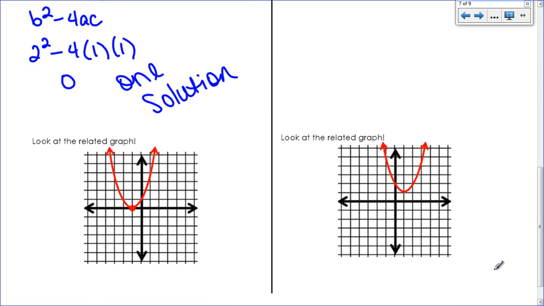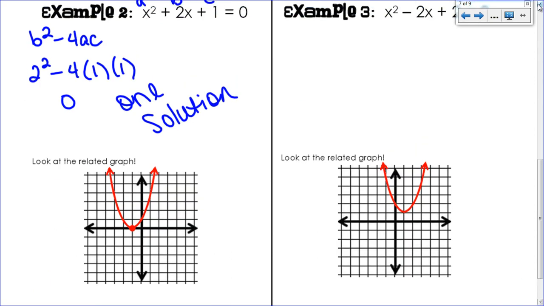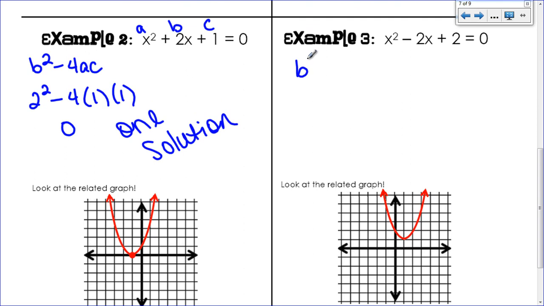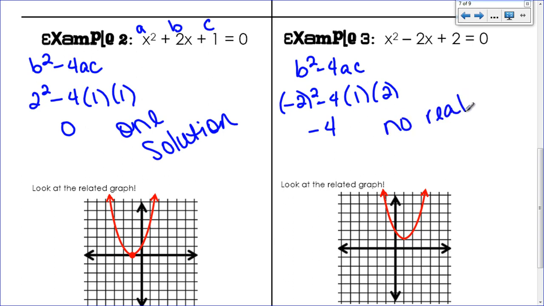So let's talk about what happens when there's no solution. Go back to your discriminant. In this case, b is negative 2, so I have negative 2 squared minus 4 times 1 times 2. When I multiply that out, I get negative 4, and because this is a negative number, remember the discriminant is under a square root sign. So when you do this in the quadratic formula as a whole, you end up taking the square root of a negative, which we don't know how to do. And so that means I have no real solutions.